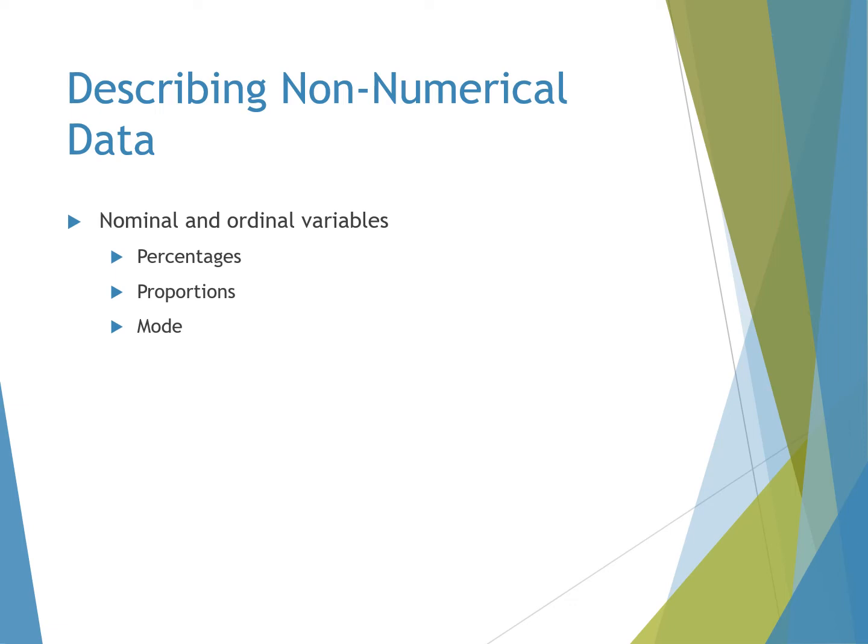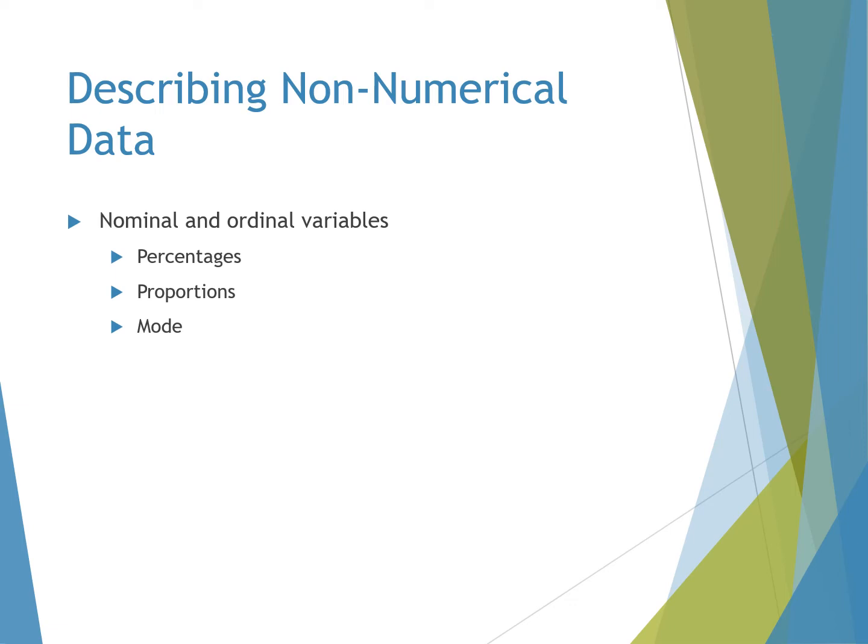We have data that are non-numerical. And so we don't have numbers to compute a mean or standard deviation. So sometimes we have to use different strategies. These are normally nominal or ordinal variables. We might use percentages or proportions of people in each category. So, 30% of our sample identified as parents, 70% said they were not parents.